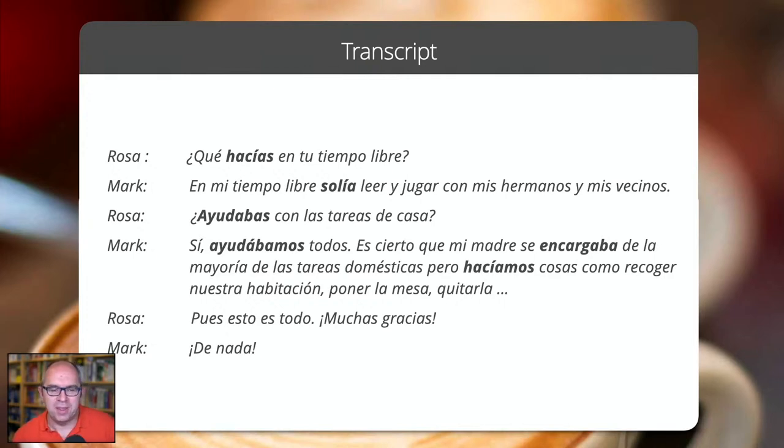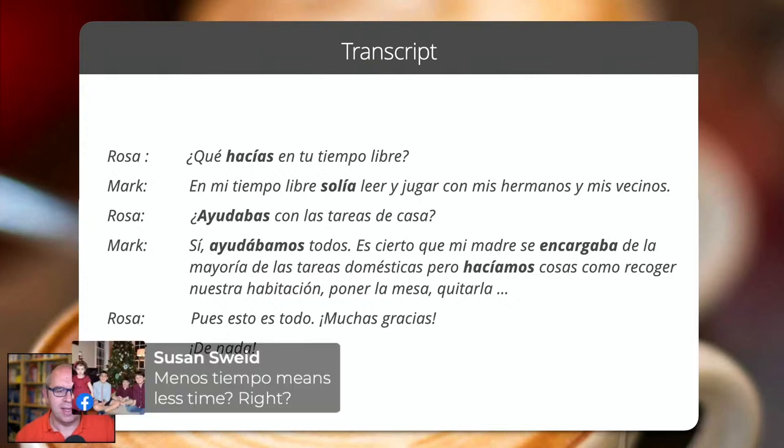Rosa is satisfied with these answers. Pues esto es todo. Muchas gracias. And I say, de nada. So we've got lots of examples of imperfect tenses there. And we've seen some of the regular ones. And we've also seen a couple of examples of the few irregular ones. And again, there are only three irregulars.